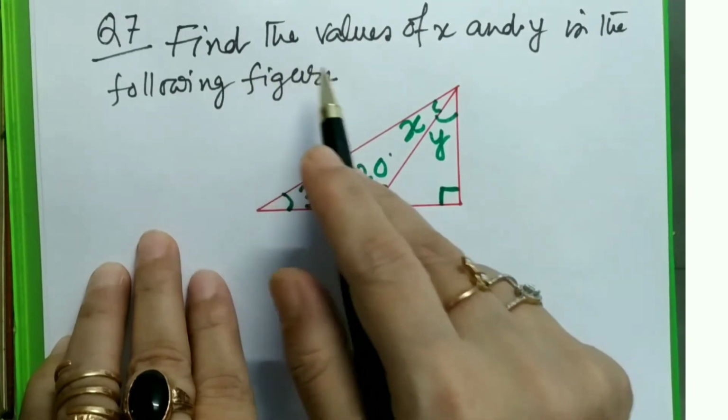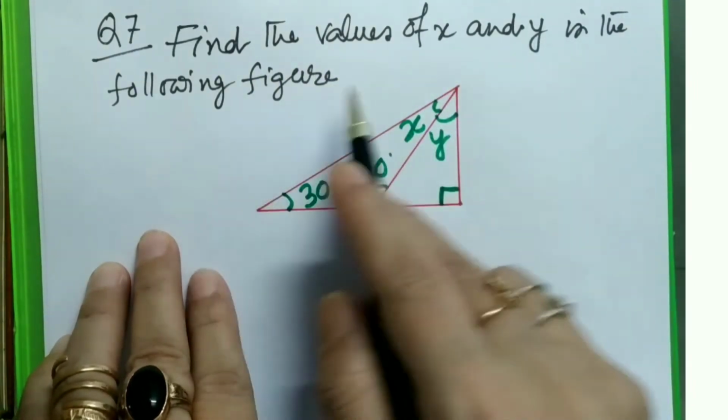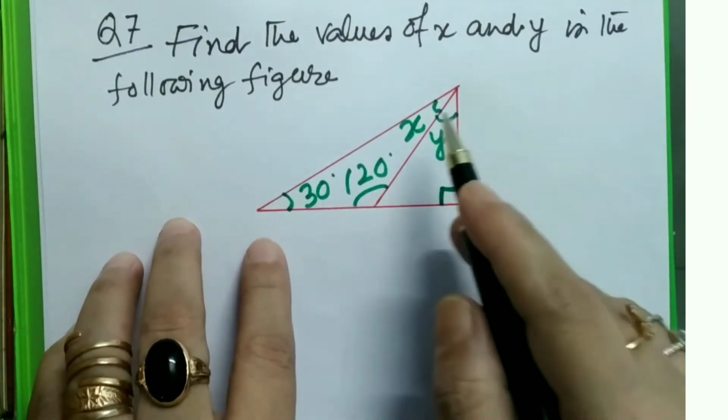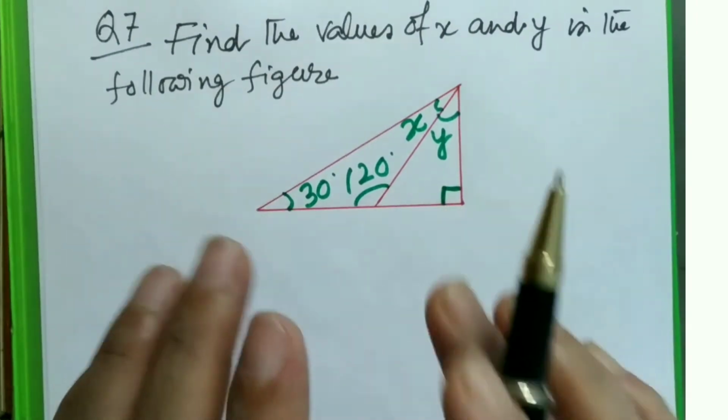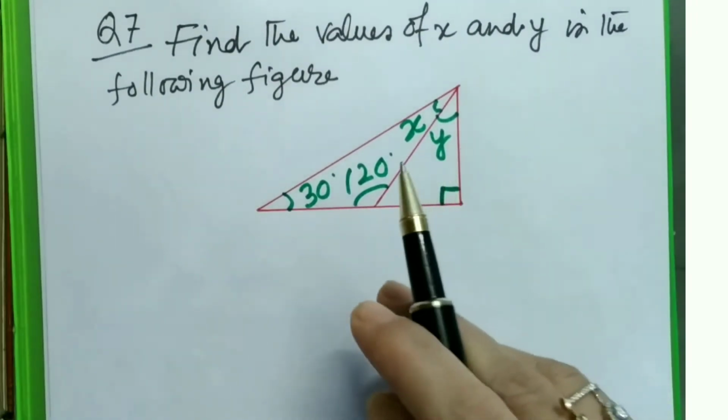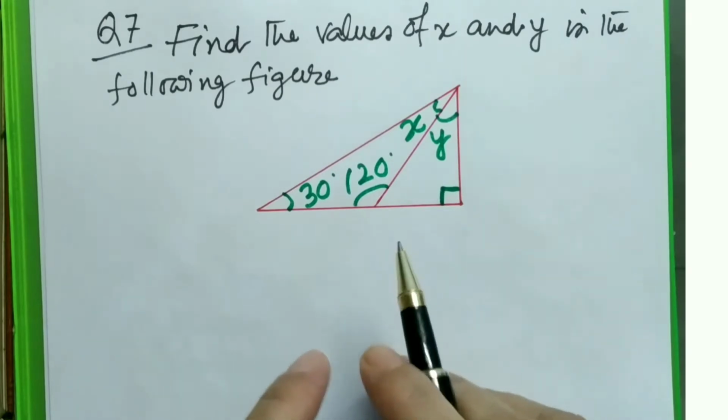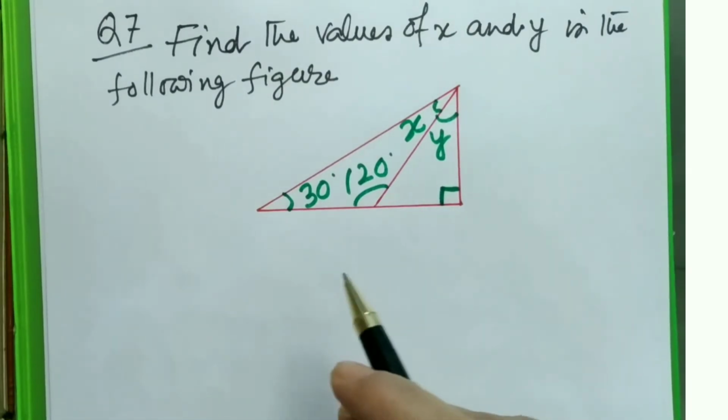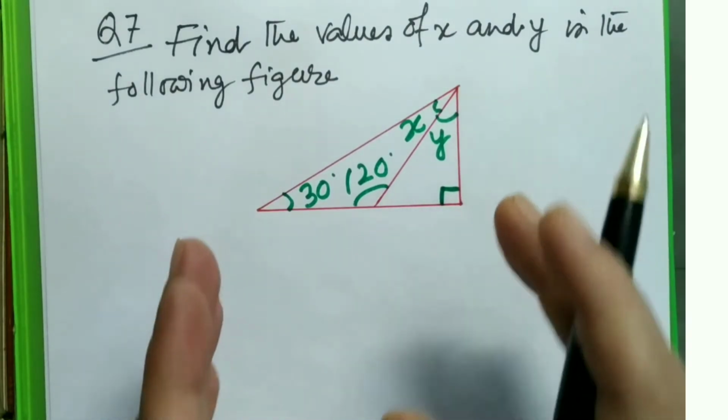So this is question number 7. Find the values of X and Y in the following figure. Yes, here one figure has been given. Now after getting the figure, our first task will be to see what values have been provided and what are the things we can write by just seeing the picture.